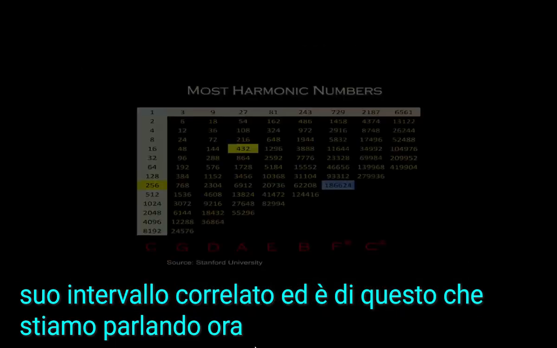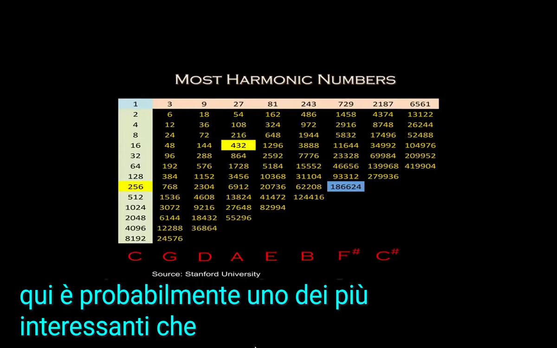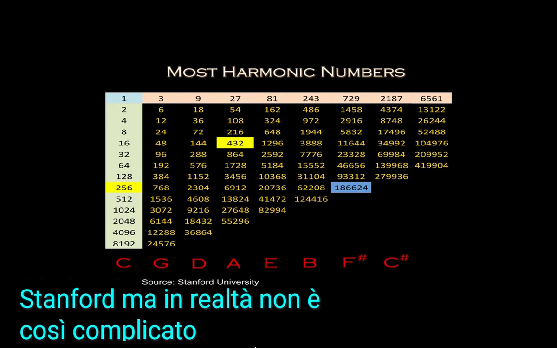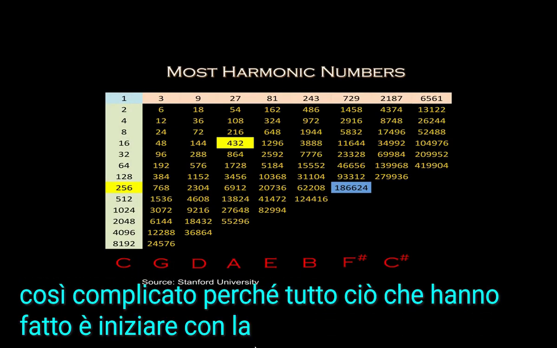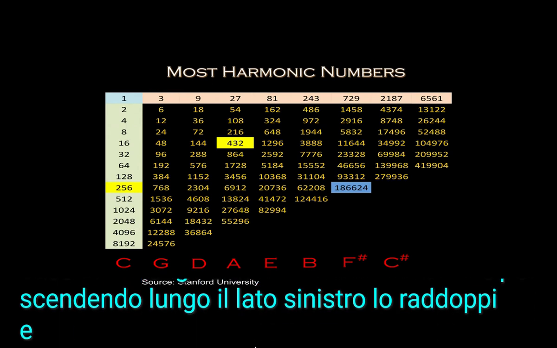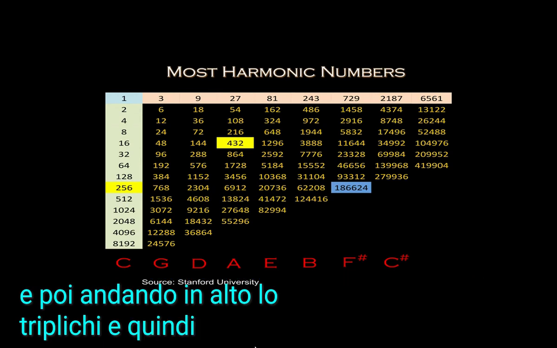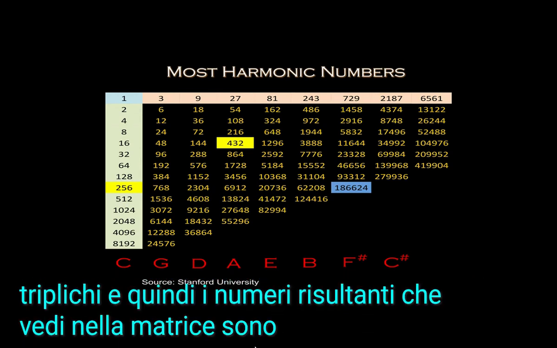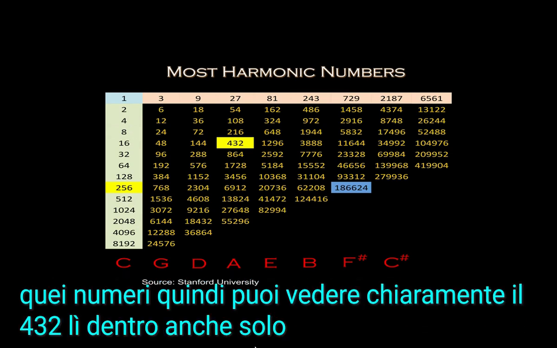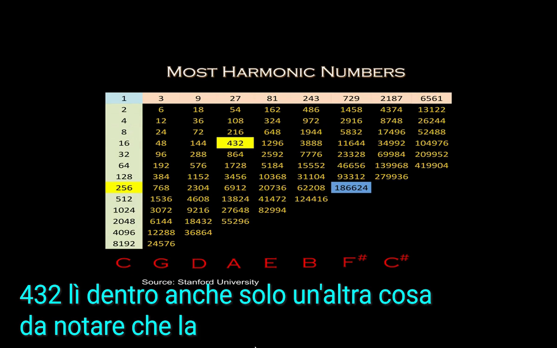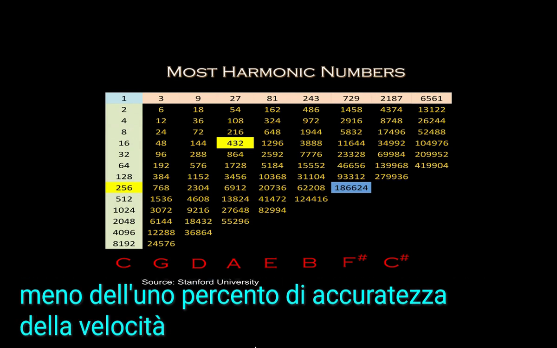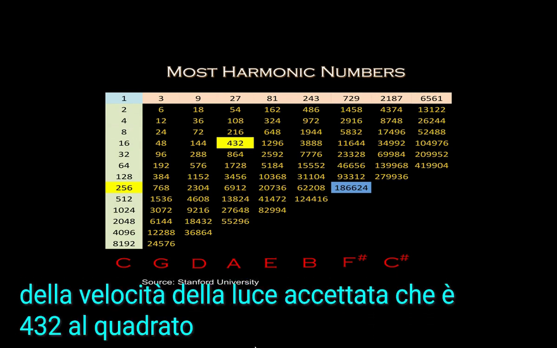And that's what we're talking about. Now, this graphic here is probably one of the most interesting I've come across in my research. It was originally sourced from Stanford University, but it's really not that complicated, because all they've done is they started with the upper left-hand corner box with the 1, and then going down the left-hand side, you double it, and then going across the top, you triple it, and then the resultant numbers you see in the matrix are the product of those numbers. So you can clearly see the 432 in there. Also, just one other thing to note, the blue box, 186,624, is less than 1% off of the accepted speed of light, which is 432 squared.